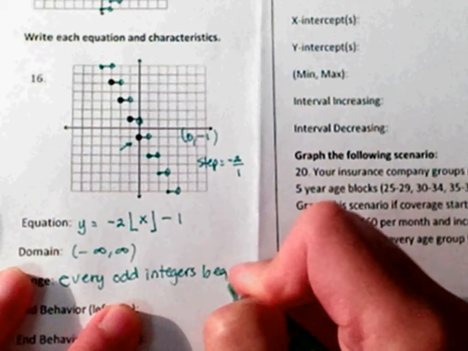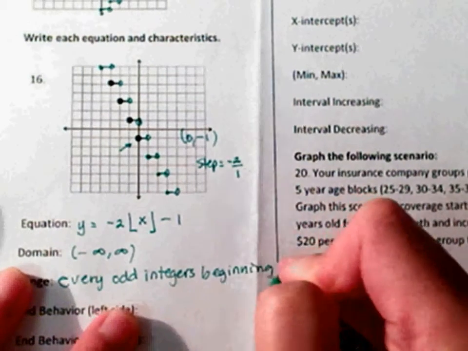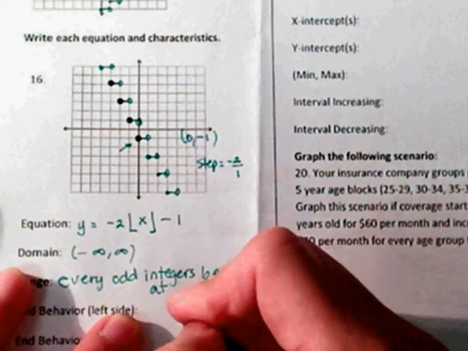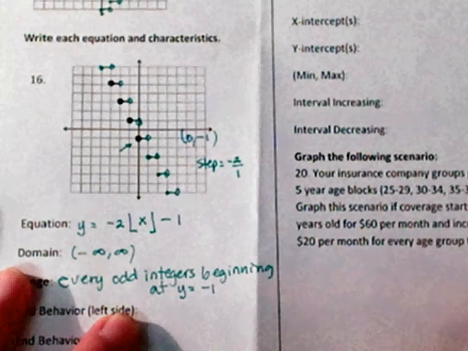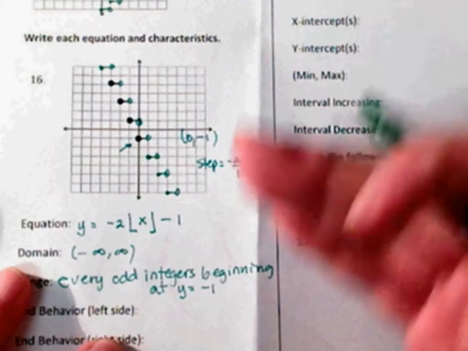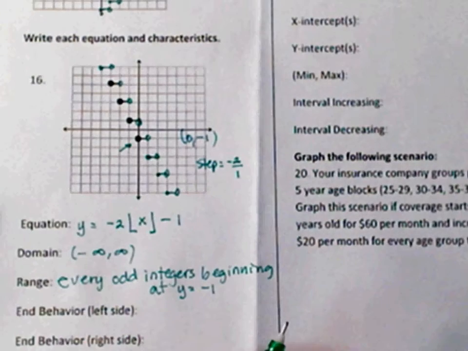beginning, okay, at, pick anywhere you want. I'm going to say y equals at -1. So when I start at -1, I'm going to go up every odd number.